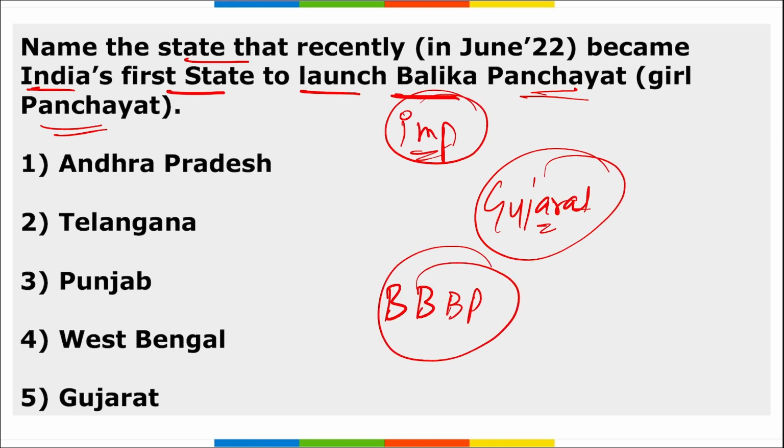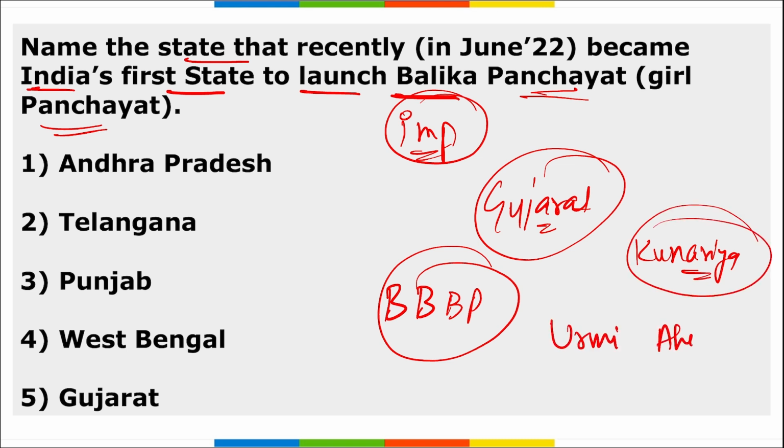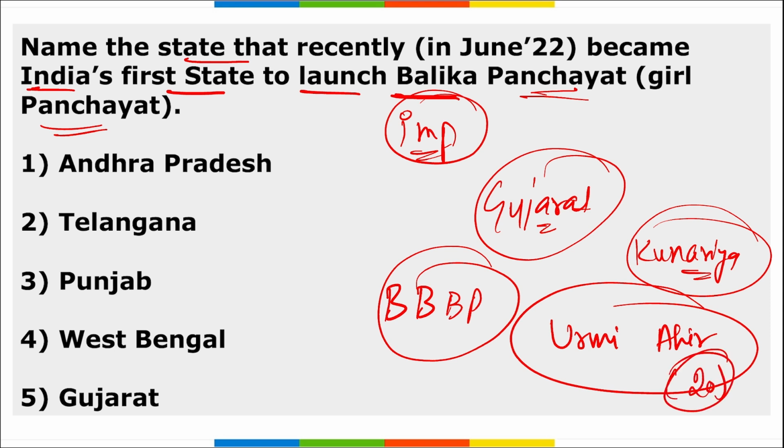One more thing I forgot to tell you about in this question, that recently the first ever elections of this Balika Panchayat or the Girl Panchayat were held in the Kutch district of Gujarat. In that too, which village? In the Kunaria village of Kutch district. And you have to remember Urmi Ahir. Urmi Ahir, she was 20 years old and she has been named as the Sarpanch of the Balika Panchayat that was started in Kutch district of Gujarat.